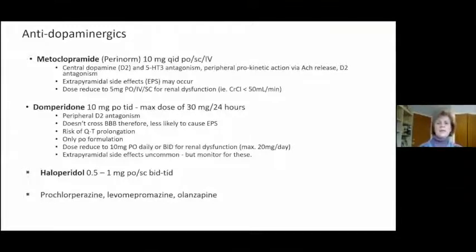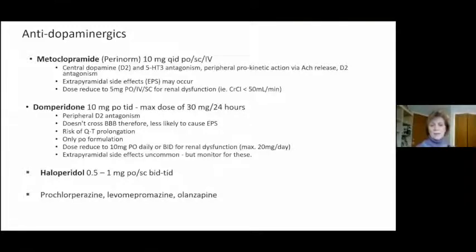Haloperidol is our second line treatment in my setting when metoclopramide doesn't work. And you see the dose there. It's a very low dose compared to the doses that you'd use for delirium, for instance. And it can be given subcutaneously as well as orally. Again, it has the possibility of Parkinsonian side effects.